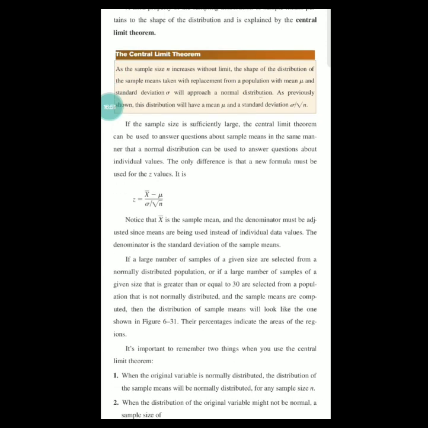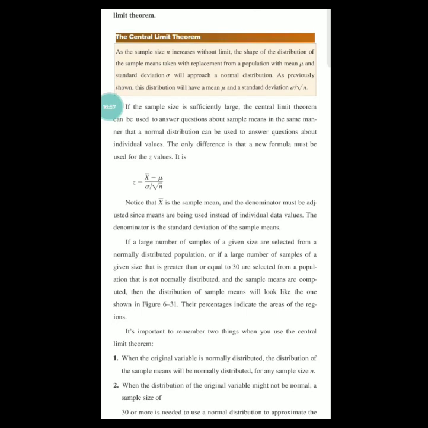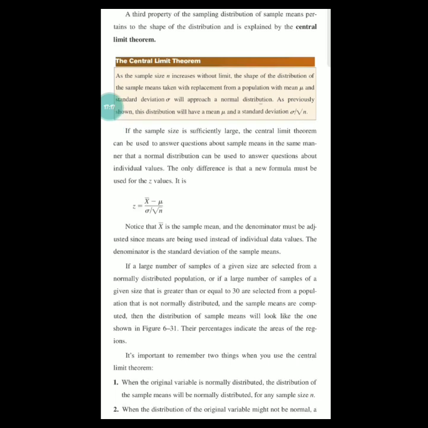Central limit theorem: as the sample size n increases without limit, the shape of the distribution of the sample means taken with replacement from a population with mean mu, which is the population mean, and standard deviation sigma will approach a normal distribution. As previously shown, the distribution will have a mean mu and a standard deviation sigma divided by the square root of n. Z is equal to x bar, which is the sample mean, minus mu, which is the population mean, over sigma divided by the square root of n, which is the sample size.